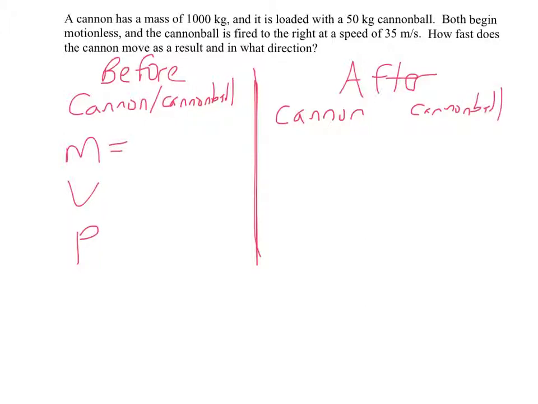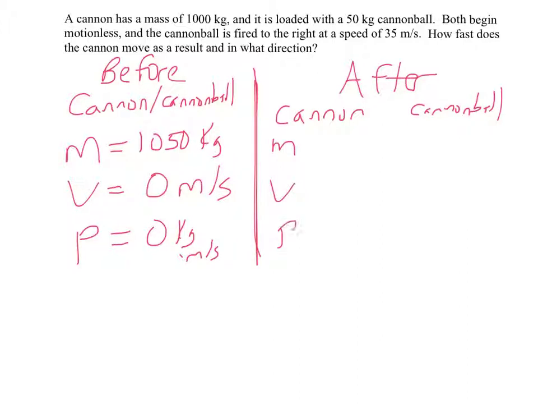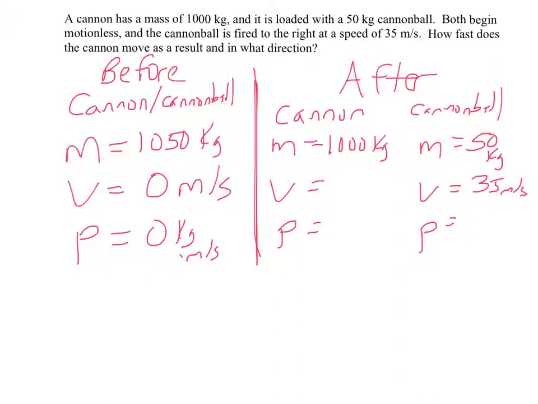So before, the total mass of them together was 1,050 kilograms, the cannon plus the cannonball. They were just sitting still, so they were 0 meters per second. So the momentum of them was 0. Now after it's fired, they are going to each have their own mass, velocity, and momentum. And according to this, the cannonball, which remember has a mass of 50 kilograms, the cannon was 1,000. The cannonball is fired to the right at 35 meters per second, so positive 35. So the momentum of the cannonball was 1,750 kilogram meters per second.